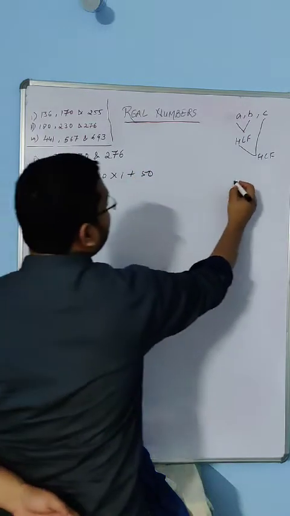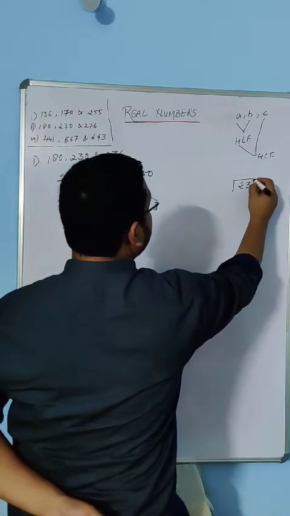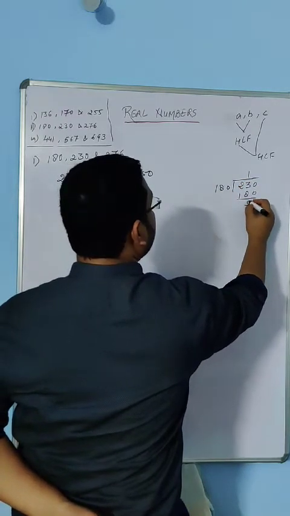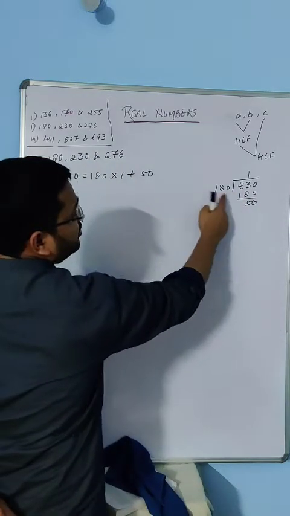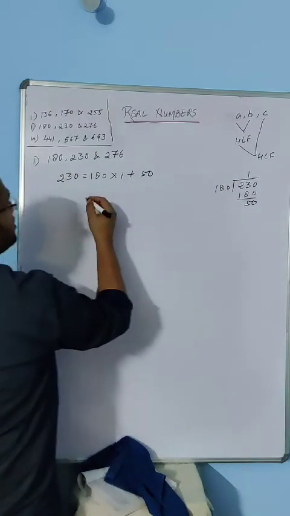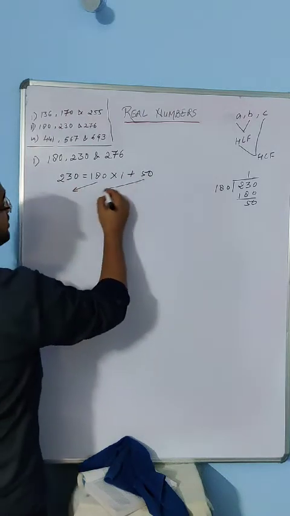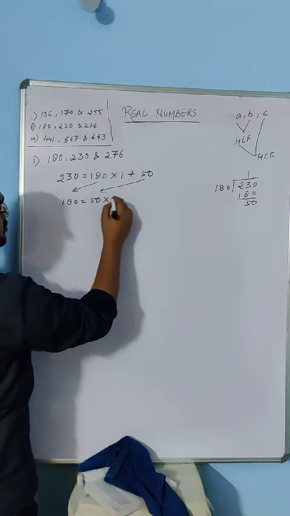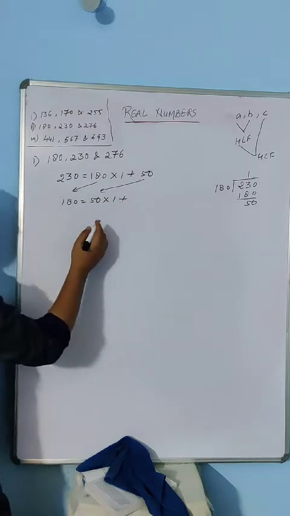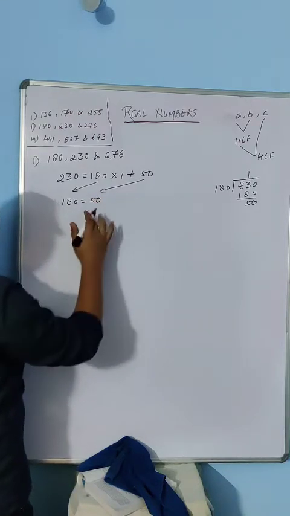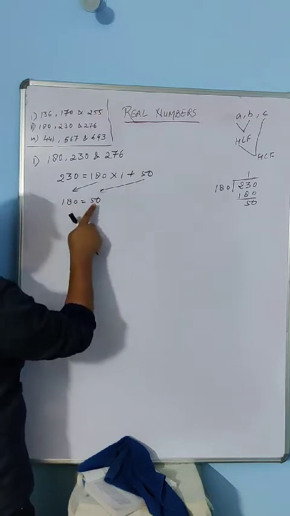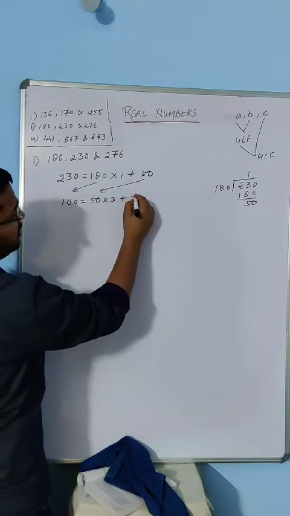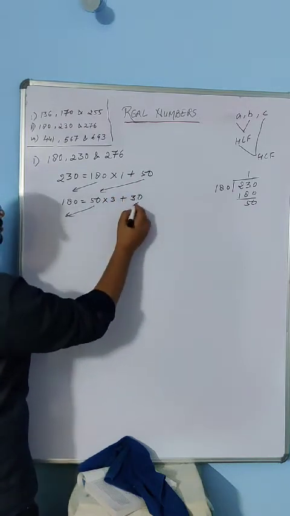Those who have any kind of doubt, you can do it simply this way: 230 divided by 180 goes one time, gives a remainder of 50. So dividend is equal to divisor into quotient plus remainder. Now the divisor becomes the dividend, the remainder becomes the divisor. Okay, so now dividing 180 by 50, it goes 3 times, leaving a remainder of 30.